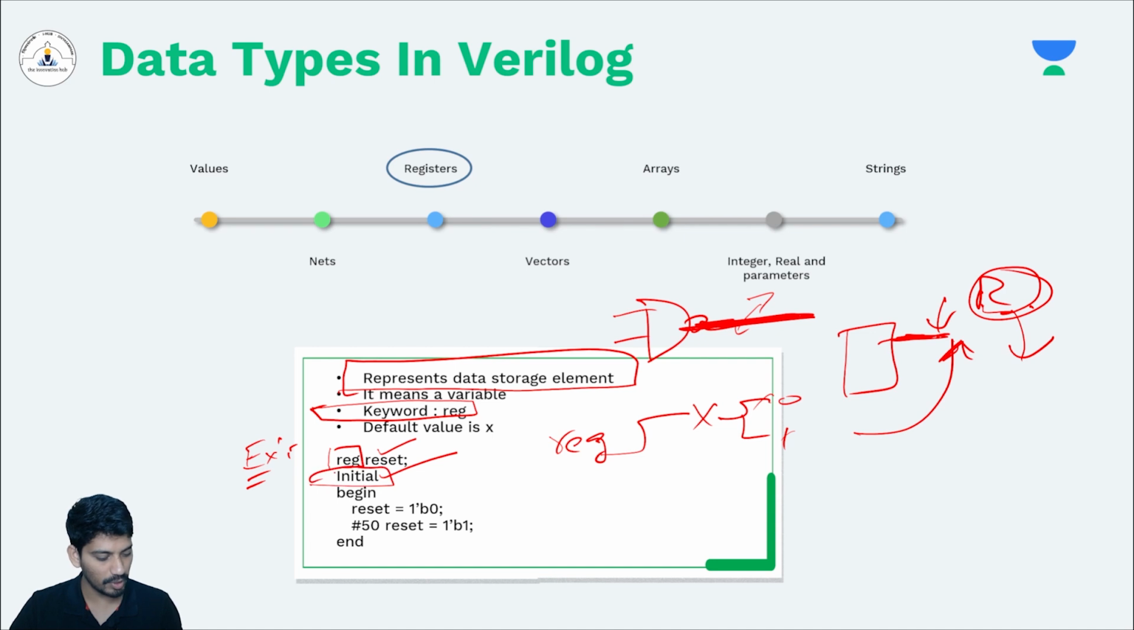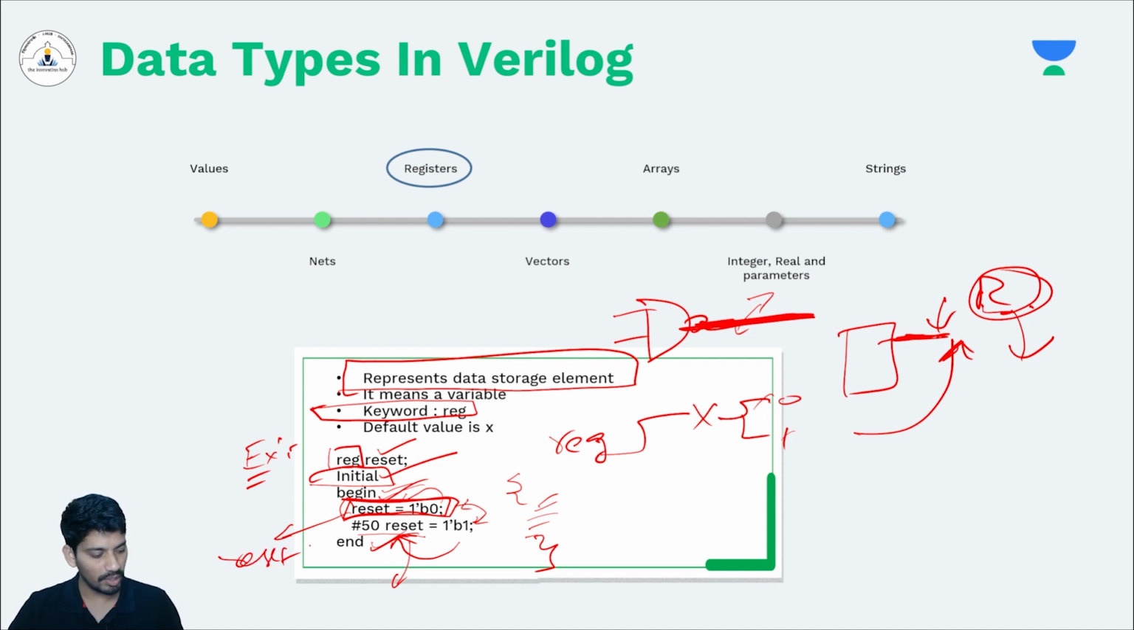Initial means I am initializing the process. The begin and end are similar to curly brackets that we use in C language. If you have only a single statement, then you don't need to use begin and end. If the number of statements inside the initial are multiple, then you will use begin and end. Here I am putting a value of binary 0 into the register. After a 50 nanoseconds delay, I am putting a value of 1 on this register variable. So during this period, the value 0 is retained. The value 0 is stored in the variable called reset.